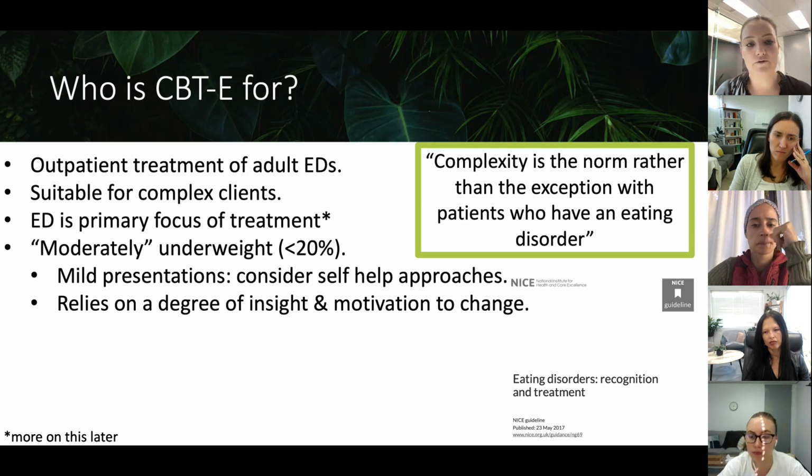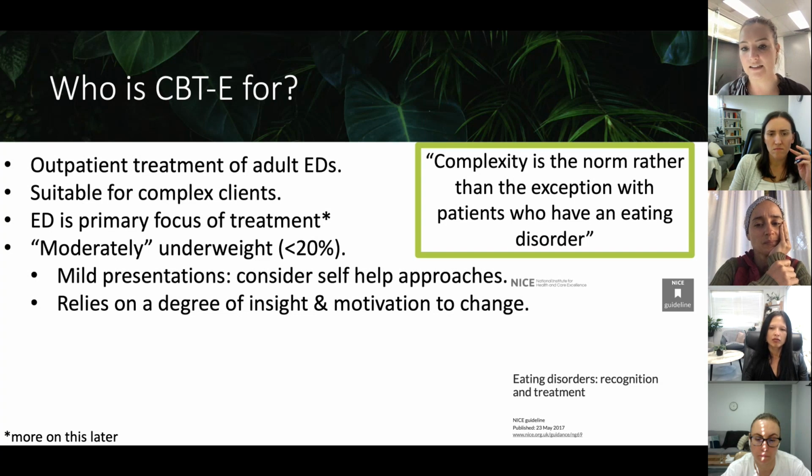Although CBT is appropriate for complex and severe clients, it does rely on a degree of insight and motivation to change. So obviously we need to be holding that in mind and always considering whether CBT-E in an outpatient setting is the right treatment for this client at this time.